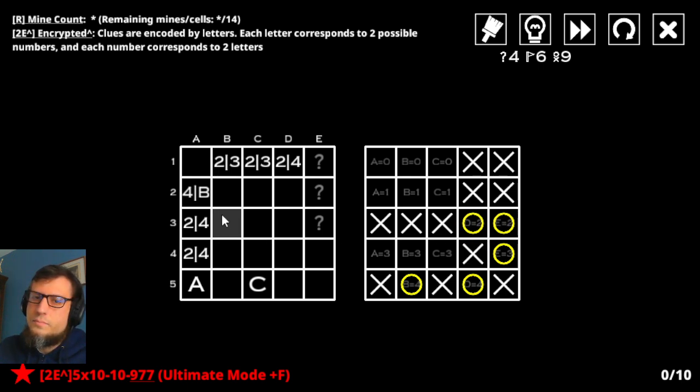Now, so these are both 2s because they don't have 4 spaces next to them. This B has to be something other than 4. And it can't be 0 because that would kill this 2/3. So no B is 0. That means C and A are 0.